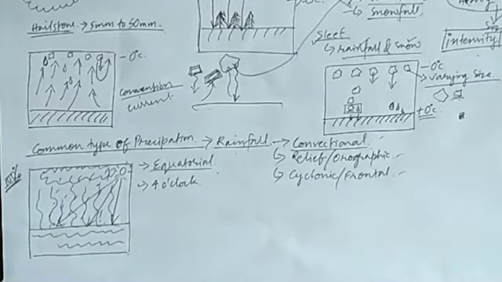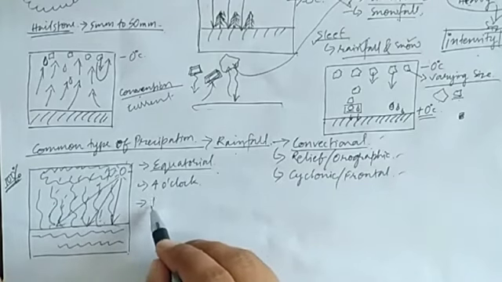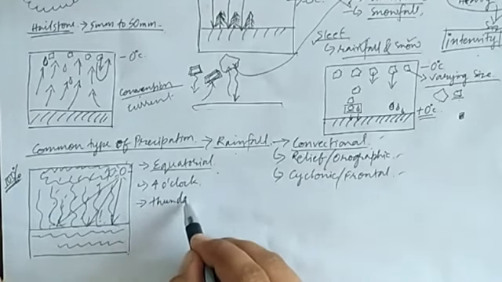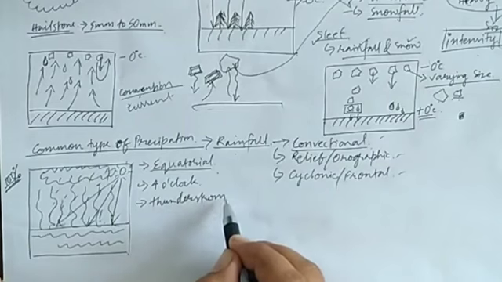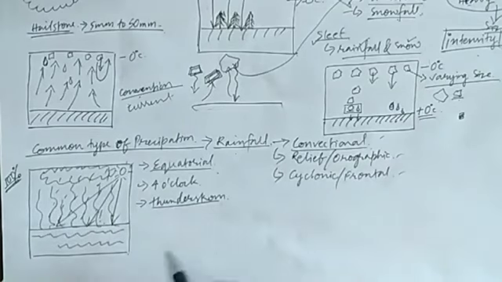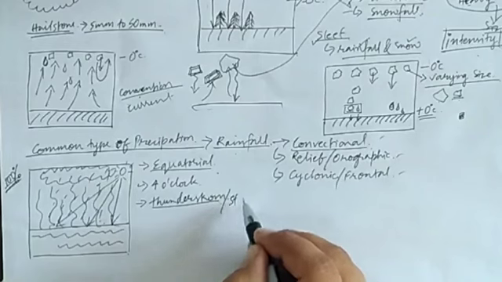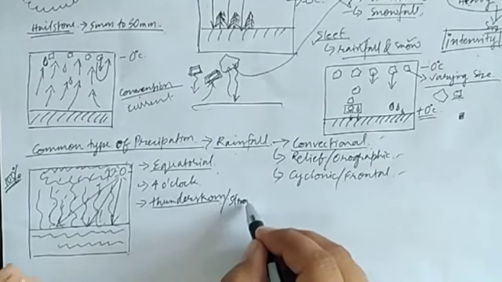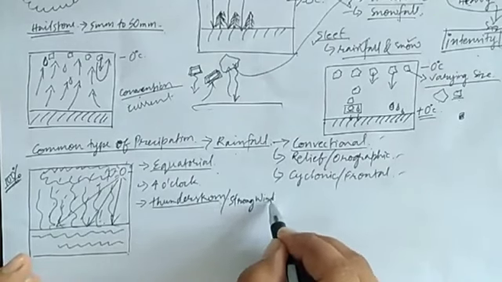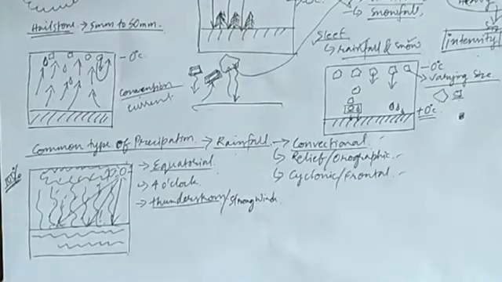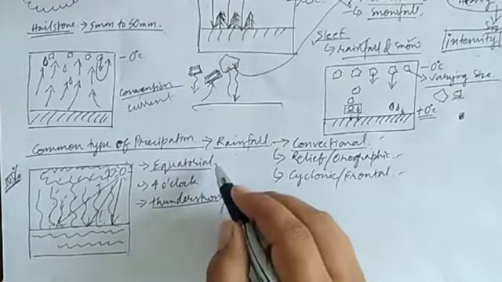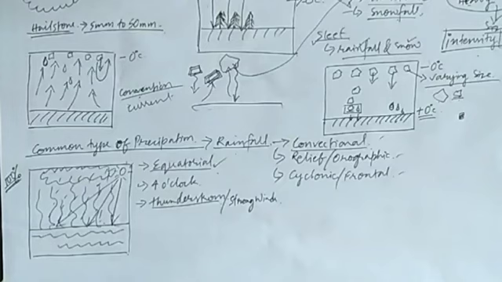Another thing, convectional rainfall is also accompanied by thunderstorms, and sometimes strong winds are also associated with it. So this type of rainfall is mainly present in the equatorial regions or the tropical regions. Now, let us discuss the relief or the orographic rainfall.